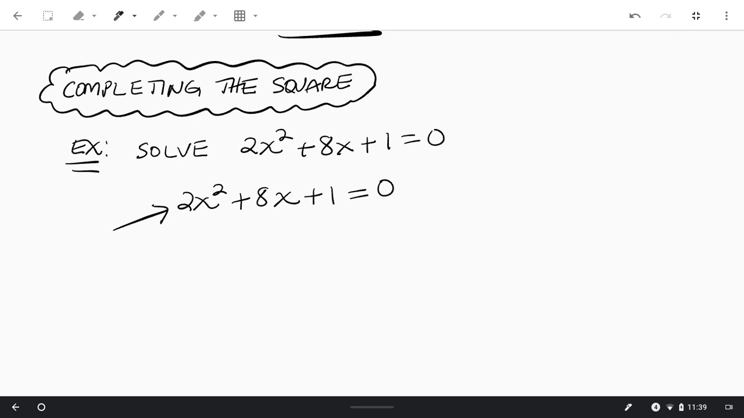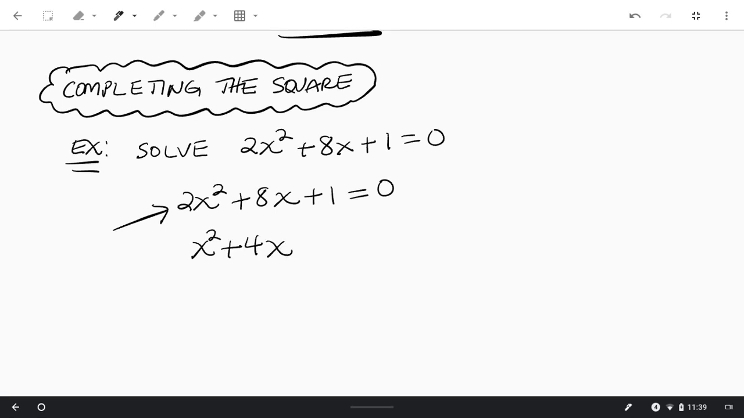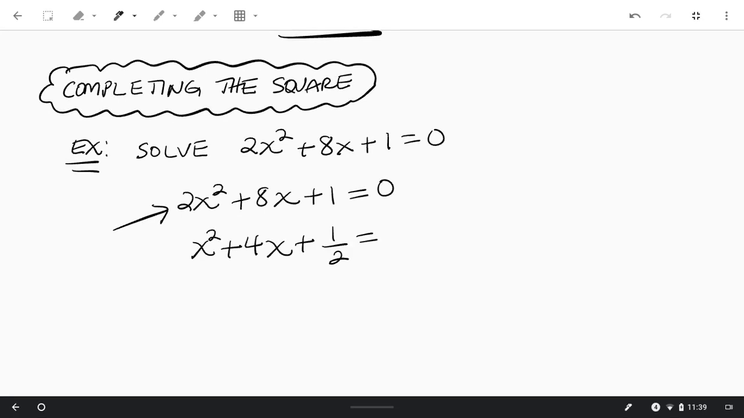When I do that, 2 divided by 2 is 1. And that's what we want. We want that leading term to be 1. 8 divided by 2 is 4. 1 divided by 2, I'm going to leave as a fraction. And 0 divided by 2 is 0.